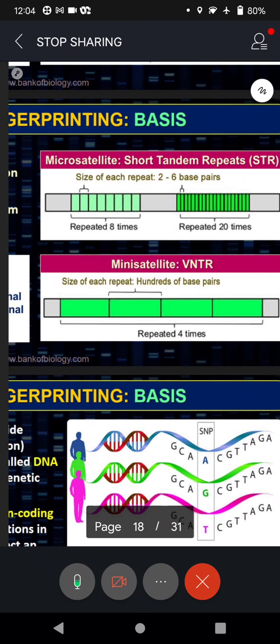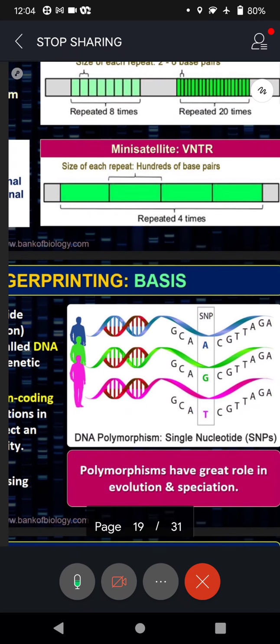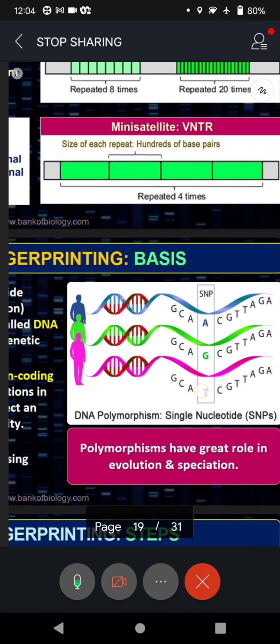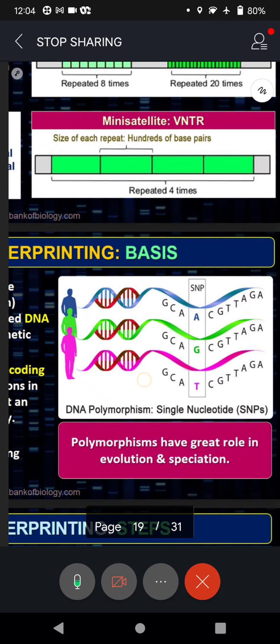STRs, VNTRs, microsatellites and minisatellites. So this is the polymorphism. DNA polymorphism, what we say, SNPs, single nucleotide. So polymorphisms have a great role in evolution and speciation.